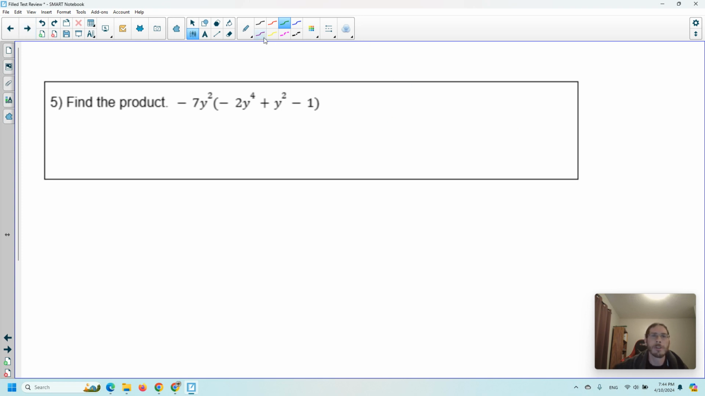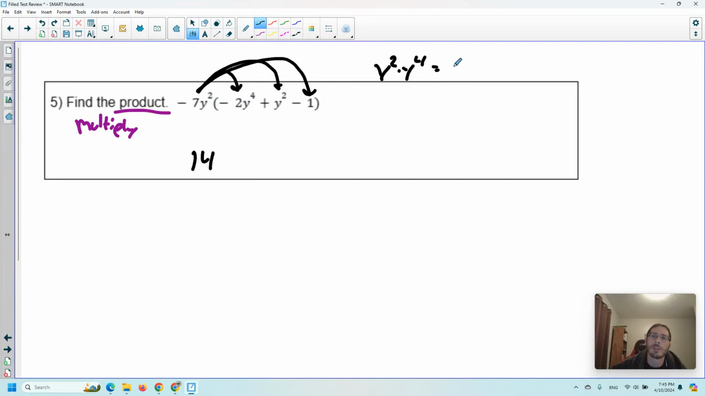For number 5, it says find the product. So it's good to remember, because we're getting into testing season, that product means the same thing as multiply. A lot of people forget that one, and then they'll miss a question because they didn't remember what the vocab was. So for multiplying, if we've got something out front, we were doing really good with this all year. We're going to take this and just distribute it to all the pieces. We've been really good with doing negative 7 times negative 2 to get regular 14. But the thing that people are struggling with is y to the second times y to the fourth. So I'm going to write this out just as a little recap.